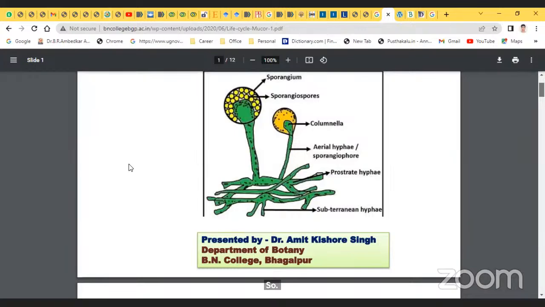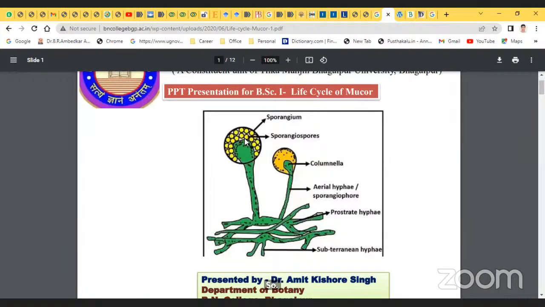So this is the Mucor. You find the diagram. Yes, sir. So this is the mycelium of Mucor. The mycelium is aseptate and coenocytic. Septa are found when reproductive structures are developed. What are the reproductive structures here?